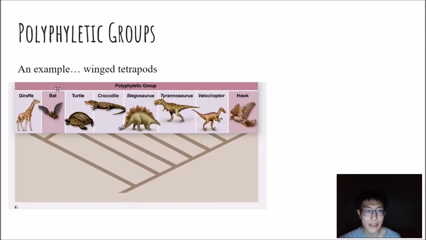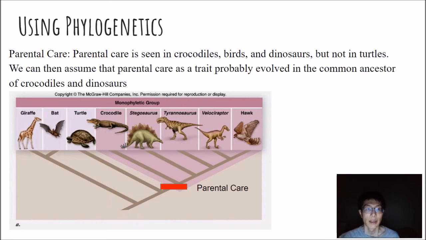So let's use an example here, winged tetrapods. We have the descendants, the bat over here, and the hawk, which is a bird over here, but we're not including the common ancestor, which is over here, and so that is a polyphyletic group. So we can use phylogenies in very interesting ways because we can look at certain characteristics that have arisen over time and see where it evolved.